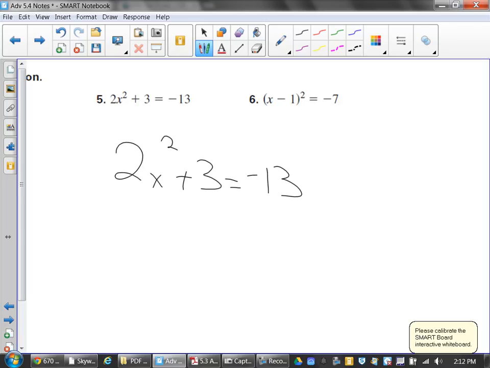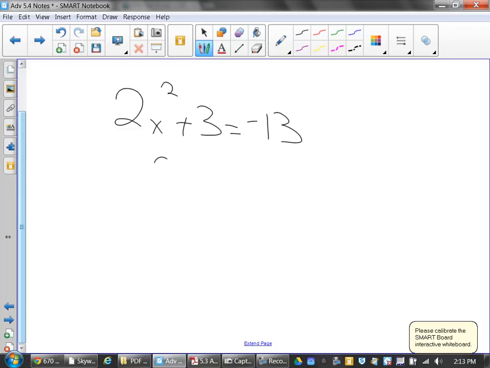It's going to allow you to do the exact same work that you did yesterday, solving those 3-step equations with radicals. But just now your solution, instead of taking the square root of 16, can be taking the square root of negative 16 first. So what do you do first? Subtract 3. So when I subtract 3, we have 2x squared is negative 16. Divided by 2, very good. So I have x squared equals negative 8.